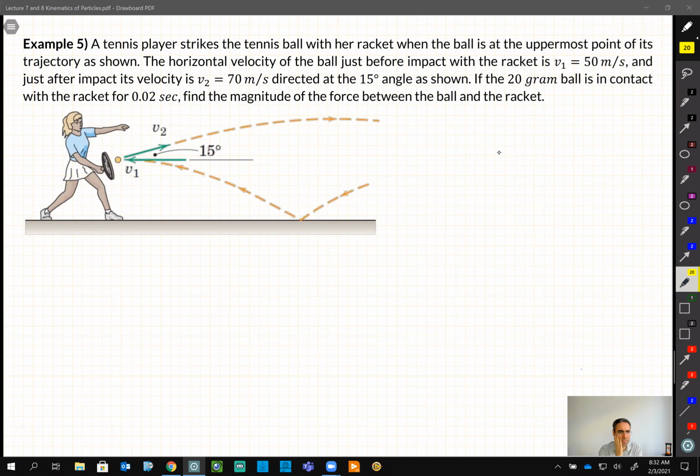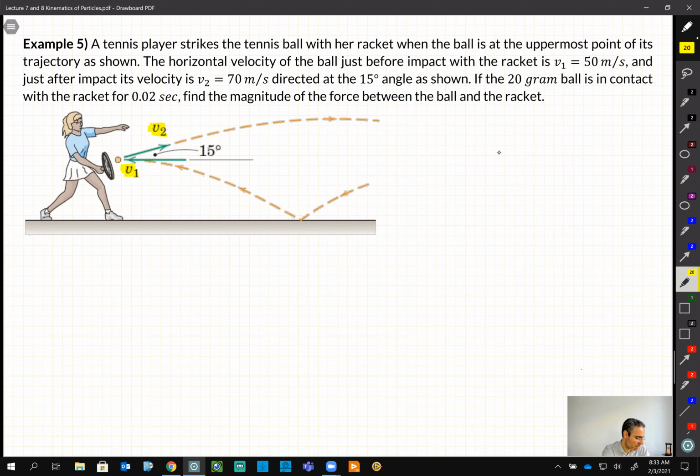Okay, we have this lady, a tennis player, right? And she strikes the tennis ball. So maybe the ball is coming back with a velocity of V1. So this is V1. And then it bounced back with V2.